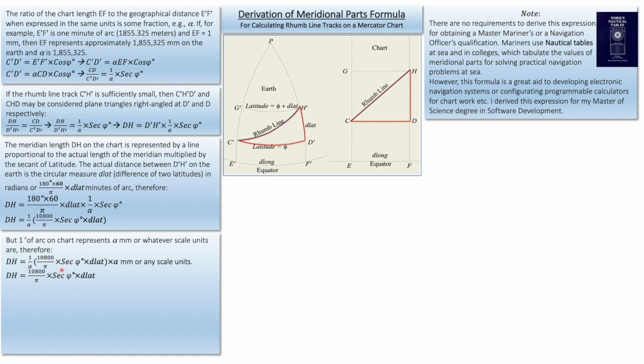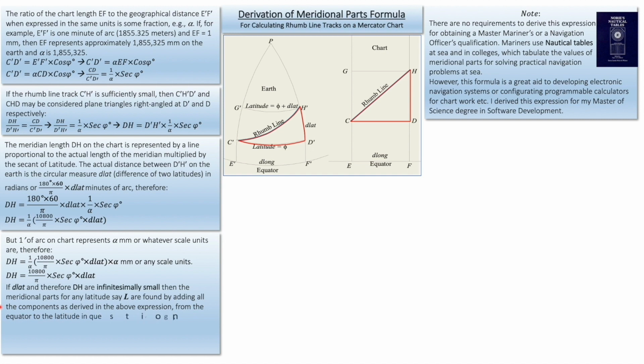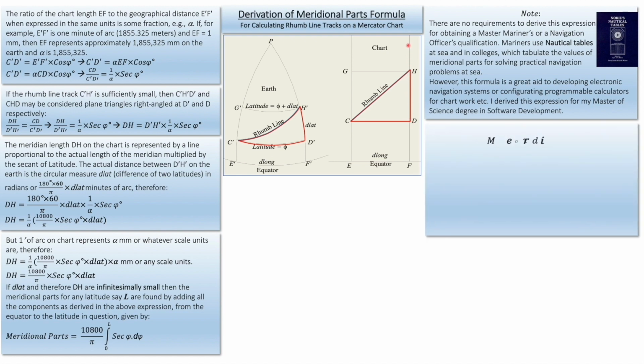So the horizontal scale along D long on the equator, or DH along the meridian, becomes similar. If D lat and therefore DH are infinitesimally small, then the meridional parts for any latitude, say L, are found by adding all the components as derived in the above expression from the equator to the latitude in question, which is given by the expression 10,800 over pi with the integral from 0 degrees to the latitude of secant of phi with respect to phi. This mathematical expression gives the number of meridional parts for any latitude for a true spherical Earth.